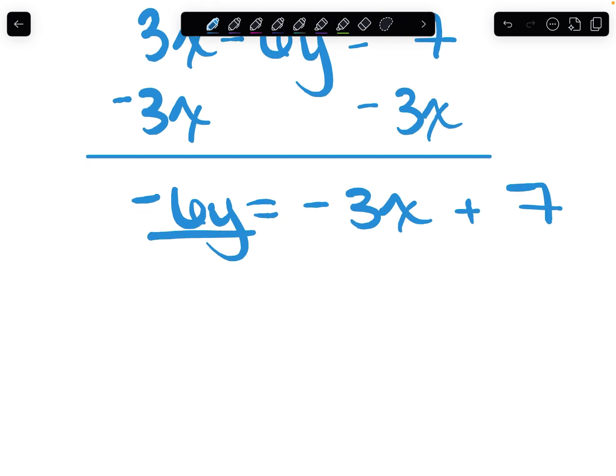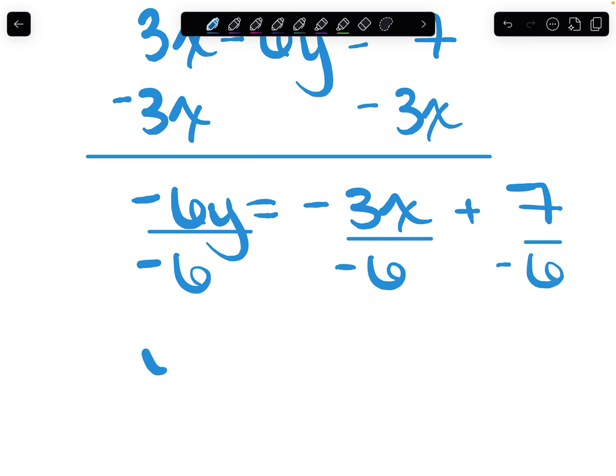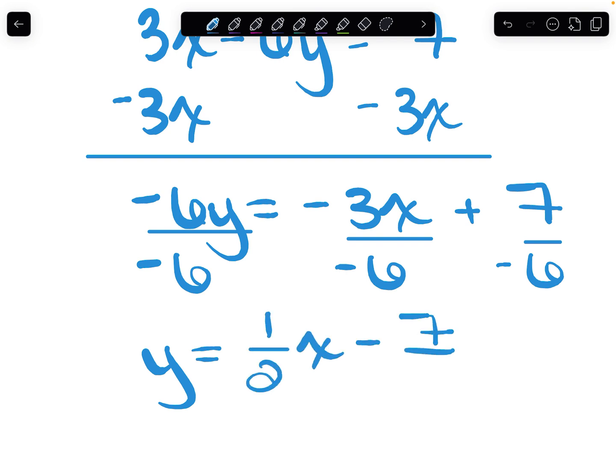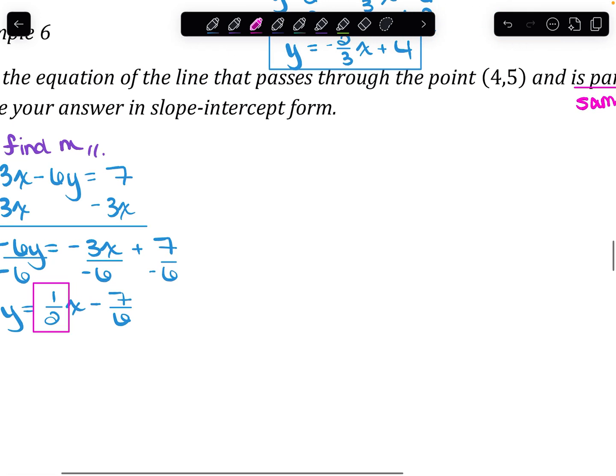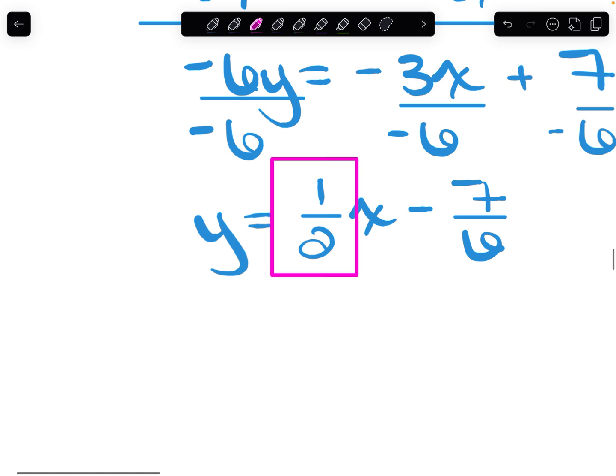Divide off or multiply by the reciprocal of negative 6. Remember, it goes to both of these. So y equals, double negative makes a positive, fraction reduces to 1/2, and then minus the other fraction does not reduce. So slope of the line we were given, let me go make sure it actually says parallel, so I'm going to do this one wrong too. Parallel, yes, parallel. So M parallel is going to be the same, 1/2.